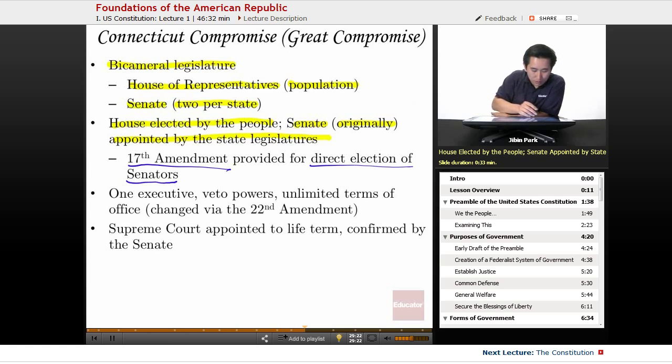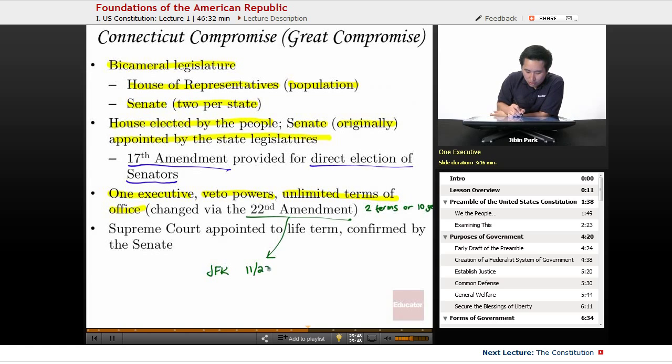But again, this is not necessarily what the Founding Fathers wanted. Another thing was the idea of one executive with veto powers and unlimited terms of office, which later on was changed by the passing of the 22nd Amendment, which limits a president to 2 terms in office, or 10 years. So for example, a practical example here, John F. Kennedy, JFK, was assassinated on 11/22/1963.